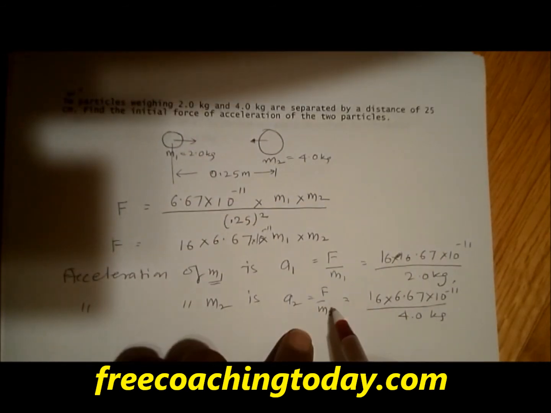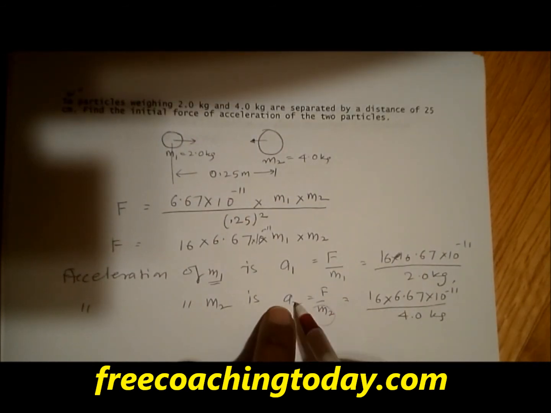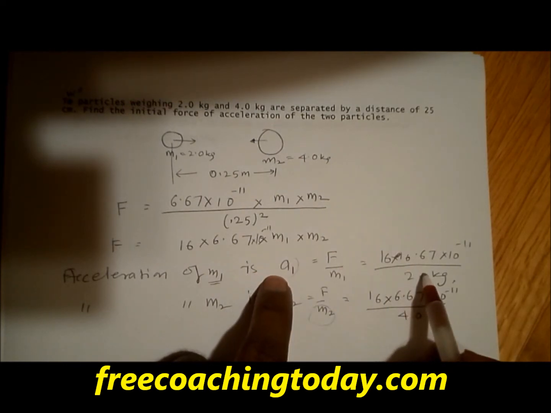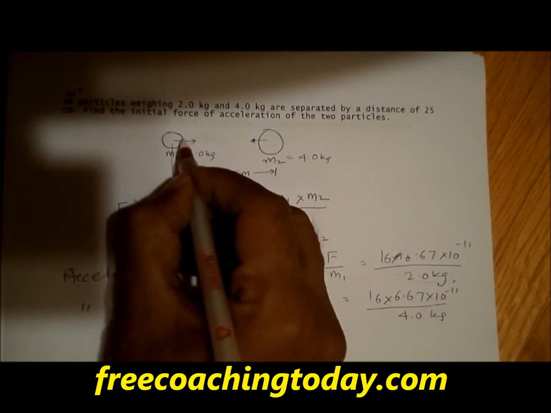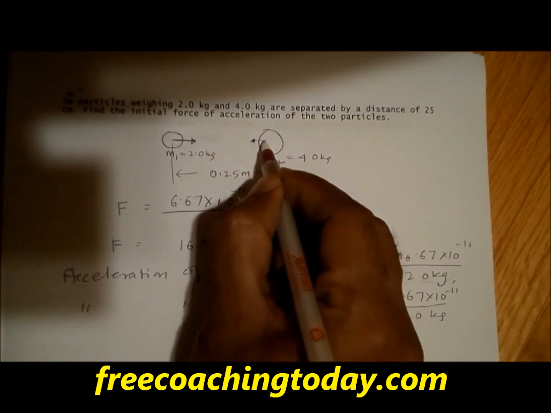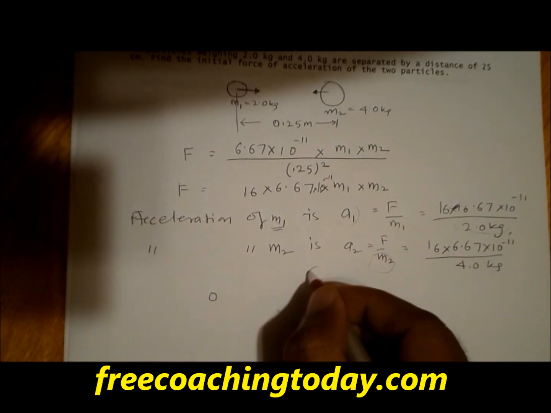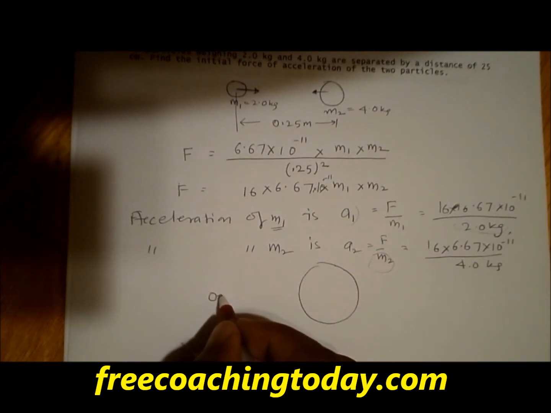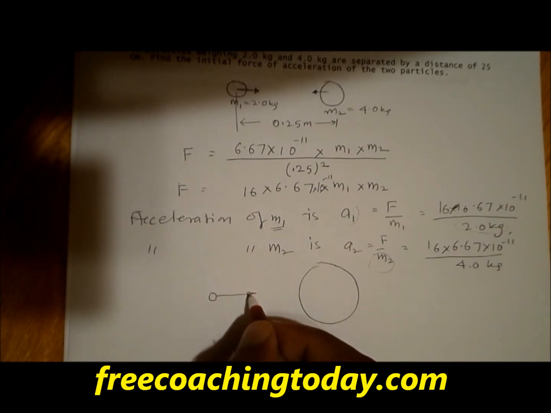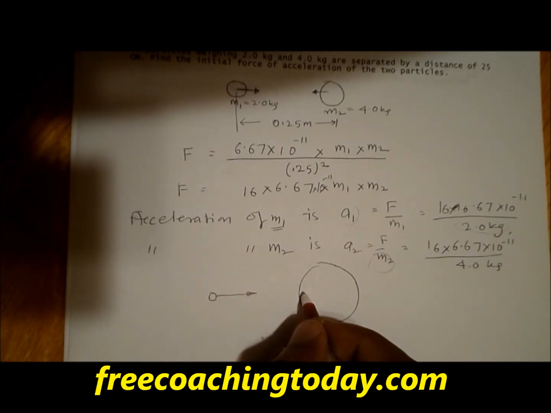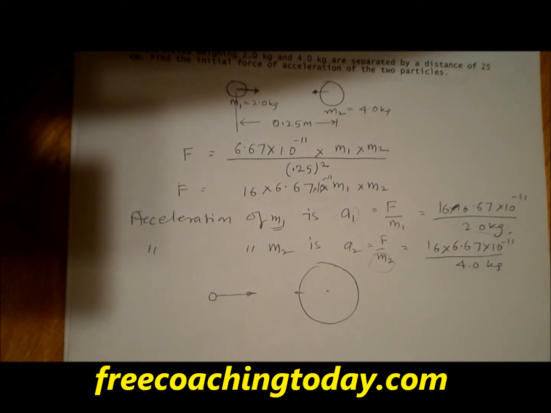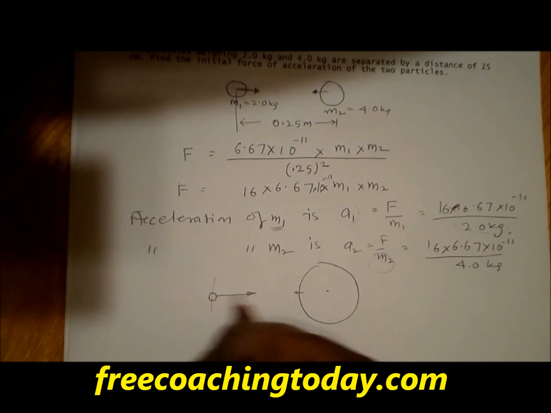Now if you look at it, m2 is the heavier mass, so its acceleration is smaller. m1 has less weight, so it will have a higher acceleration. That's why this vector is bigger and this vector is small. In an extreme case, if this one is very small and this one is very big, then this one will accelerate at a much faster rate, and this one will move with a very small or almost negligible acceleration. This is what happens in the case of the Earth and a particle that falls on Earth.